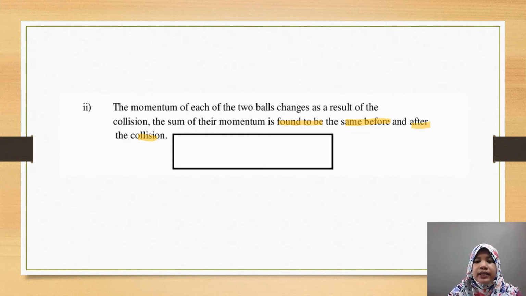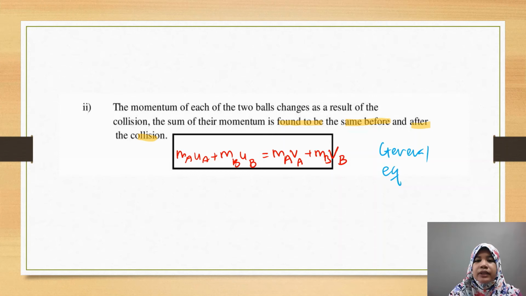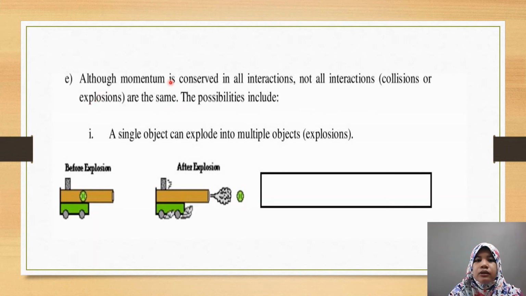Alright, so dari segi general equation, we have MA UA plus MB UB is equal to MA VA plus MB VB. Okay, so ini adalah general equation untuk momentum before collision sama dengan momentum after collision. Alright, tapi kita akan lihat case-case yang tertentu. Although momentum is conserved in all interaction, not all interaction, which is collision or explosion, are the same. So kita ada possibility equation kita lah. Alright, so kita akan lihat pada case by case.